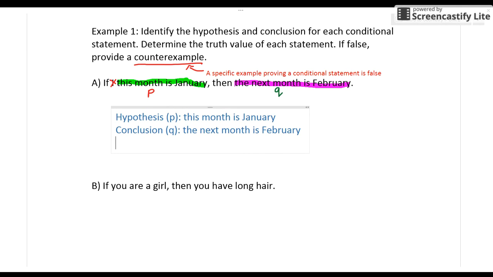And in this case, if it's January, next month should most definitely be February. So I want you to tell me the truth value. Here we're going to say it's true, right? All right. And moving on to the next one. So if you are a girl, then you have long hair. So take a moment, let's identify the hypothesis and the conclusion.